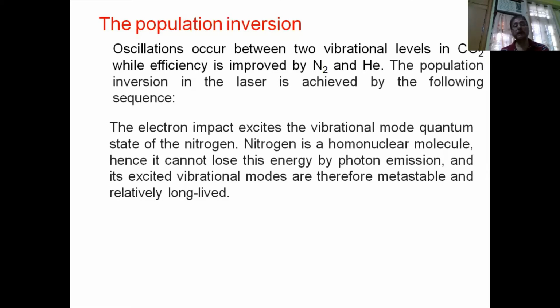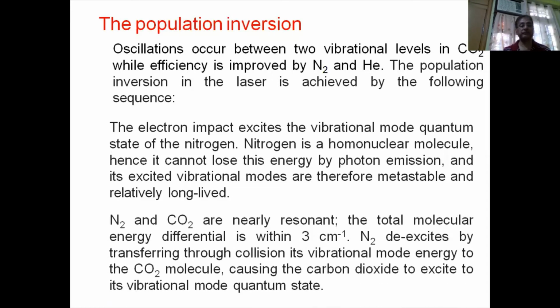The electron impact excites the vibrational mode quantum state of nitrogen. Nitrogen is a homonuclear molecule, hence it cannot lose this energy by photon emission. And its excited vibrational modes are therefore metastable and relatively long-lived.